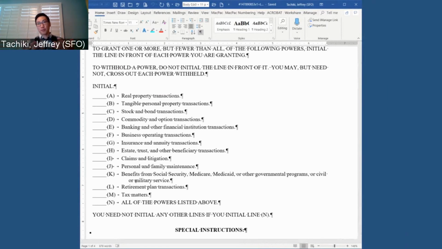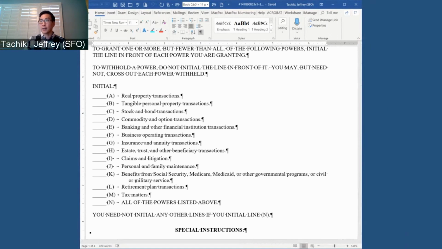Now, if you don't feel comfortable with that, you can always limit the powers that you want to afford that person. And you would do that by initialing the powers that you want them to actually have, and then leaving blank or lining out the powers that you don't want them to have. But by and large, most people will be just simply initialing line N there at the bottom.